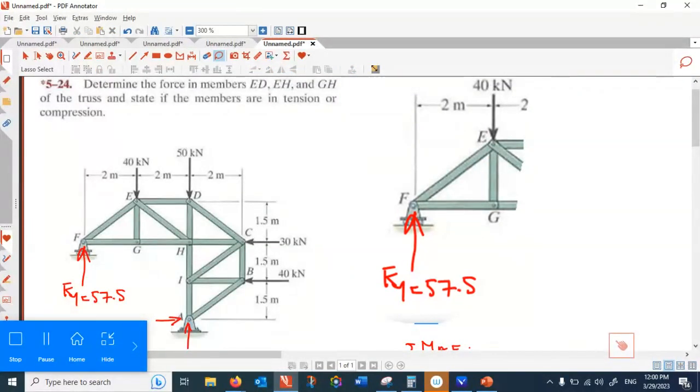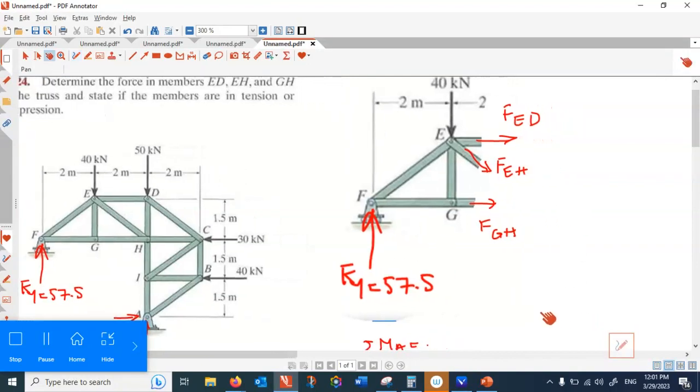So here in this free body diagram, method of sections applied to this member, you get three forces: FED and FEH and FGH. So there are two natural conditions which simplify the solution. The first is rotation with respect to E equal to 0.